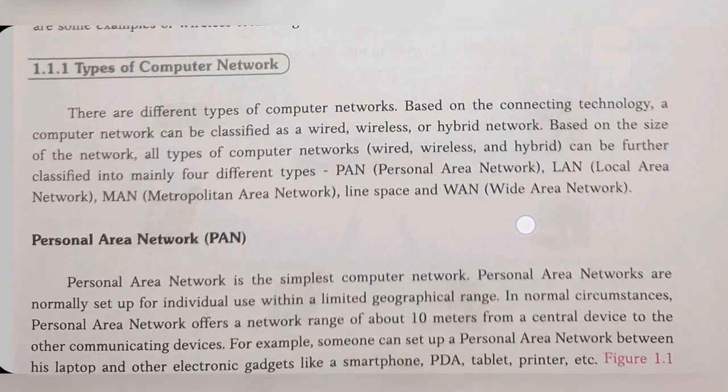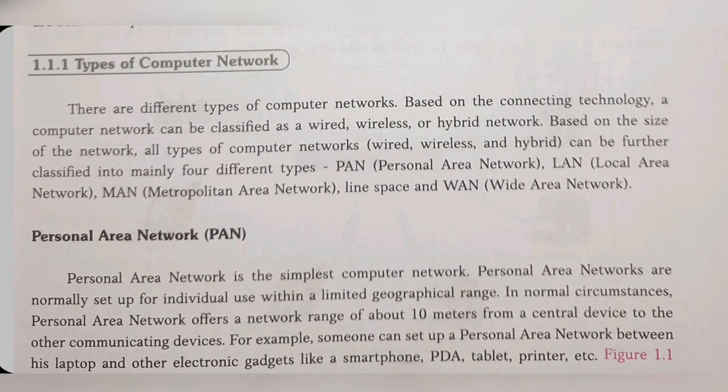Now, different types of network. There are different types of network based on the connecting technology. A computer network can be classified as wired, wireless, or hybrid network. In hybrid, we have both wired and wireless. Based on the size of the network, we divide the network into different types. They are PAN, personal area network, LAN, local area network, MAN, metropolitan area network, and WAN, wide area network.